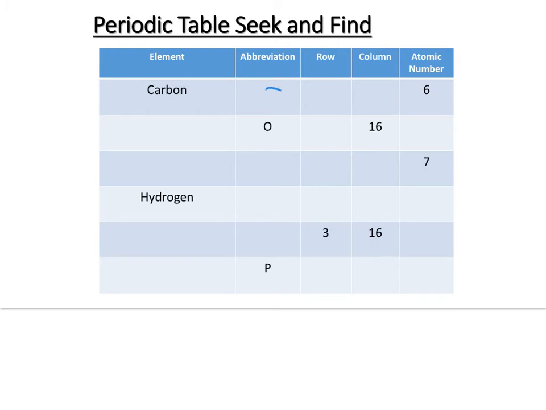So carbon, abbreviation should be C. You'd find that this is in the second row of the table, going from left to right, and that it is found in the 14th column. And that has the atomic number of 6. Now our second one here, if it's abbreviated O, it must be oxygen. Oxygen is going to be found in the second row as well, but in column 16, and it has the atomic number of 8.